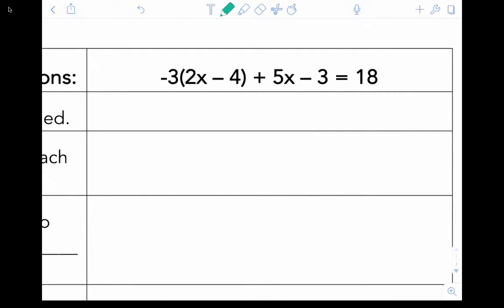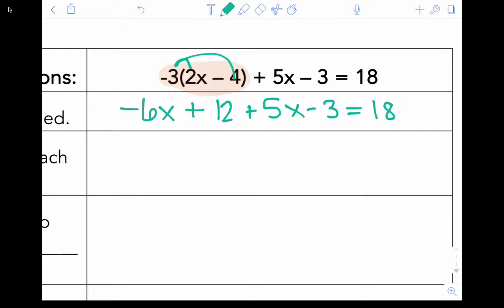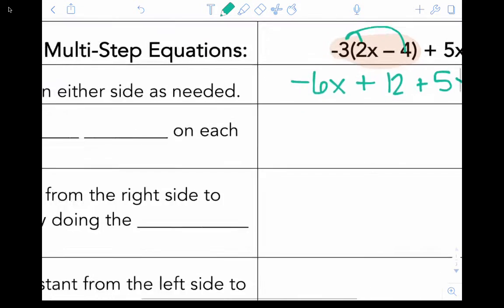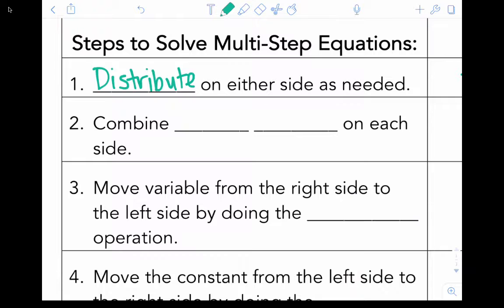So if we go over to this example problem here, I have distributing right here. I'm going to distribute the -3 to both parts of that parenthesis. And so I get -6x minus -12, because -3 times 4 is -12. But that minus the negative becomes a positive. And then I'm just bringing everything else down. All right, moving on to my next step then.